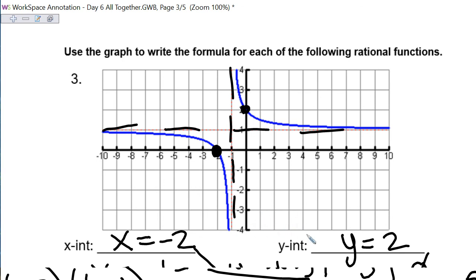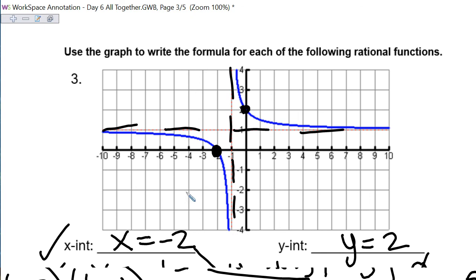x plus 1. Okay, so we took care of the x-intercept. X-intercepts, factor them, they go in the numerator. Vertical asymptotes, factor them, they go in the denominator. We don't have any holes, so we don't have to worry about that. But what we need to do is check the horizontal asymptote. Your horizontal asymptote can either be none, y equals 0, or y equals a constant. Notice our horizontal asymptote is y equals a constant.